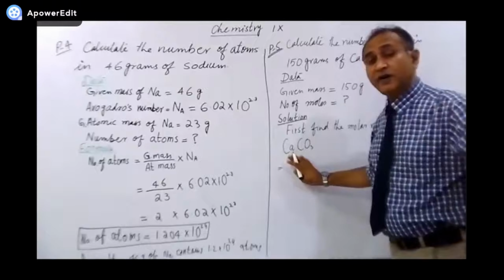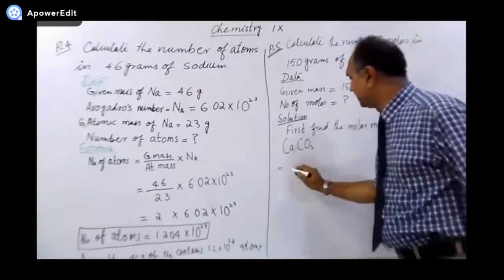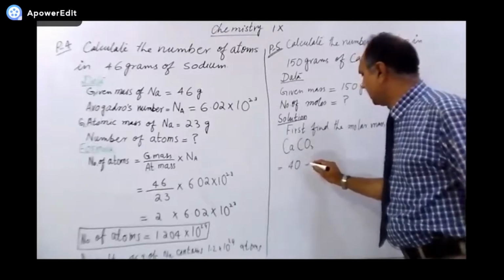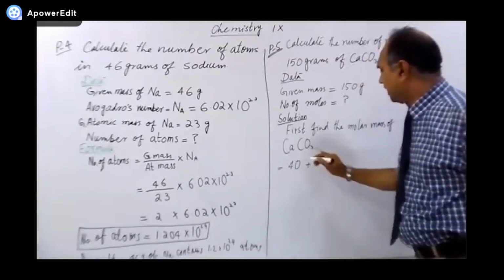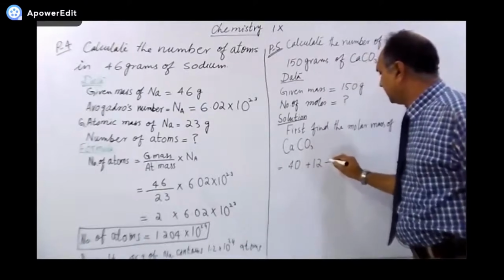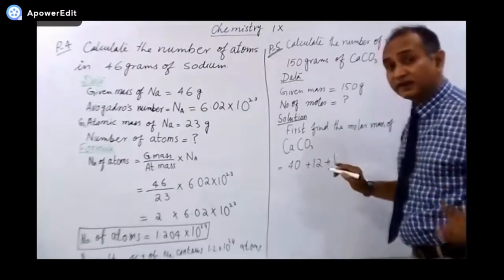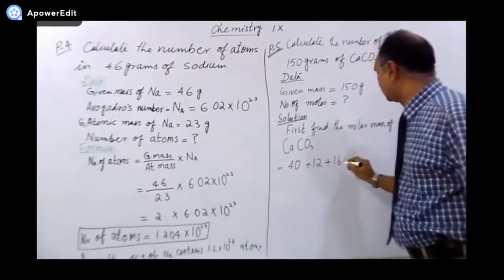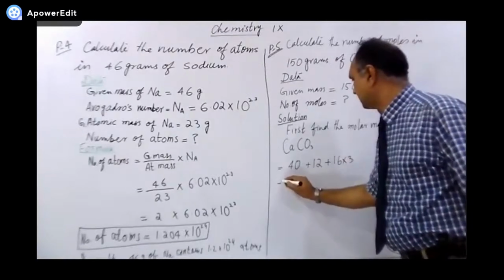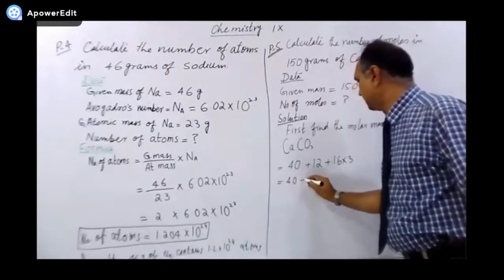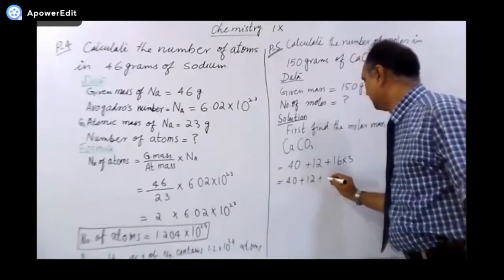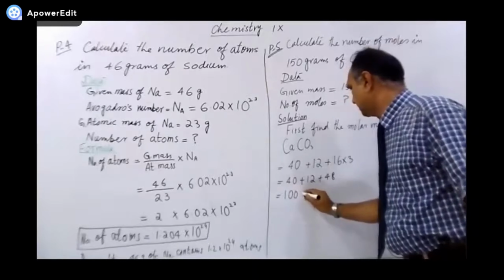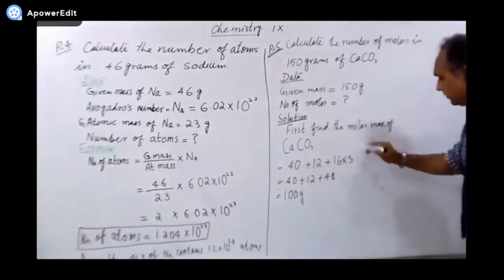Calcium's atomic mass will be given to you. What? 40. How many calcium? Just one. No need to mention it. You have grown up in this. Now carbon 12, oxygen 16. Not explaining because you know it. 16. How many oxygen do we have? 3. 40, 12, 48, 100. Okay.